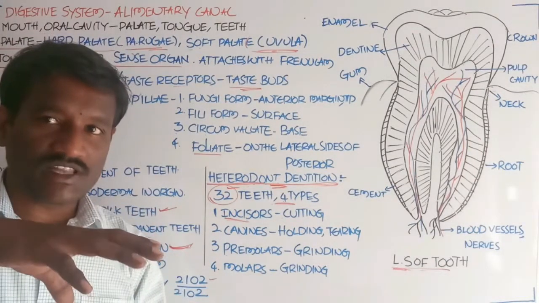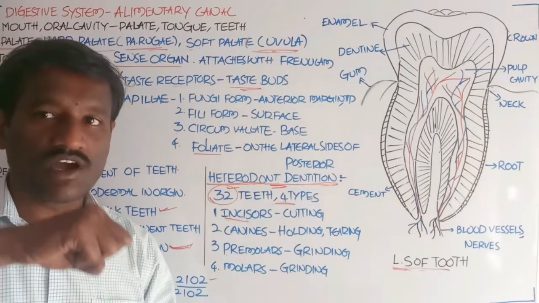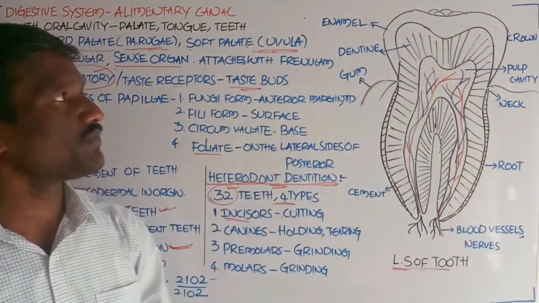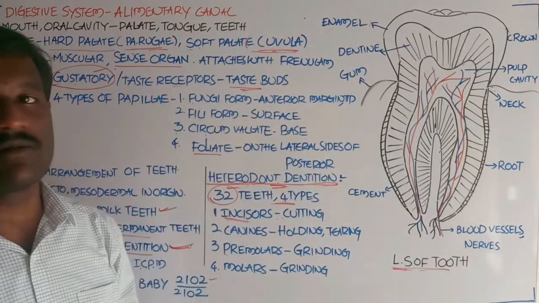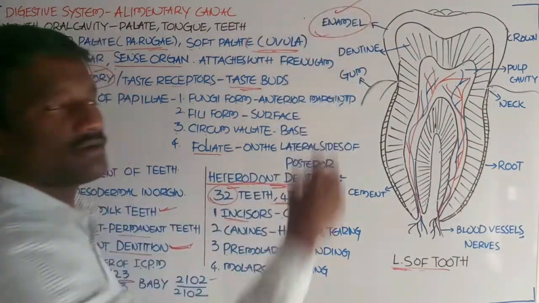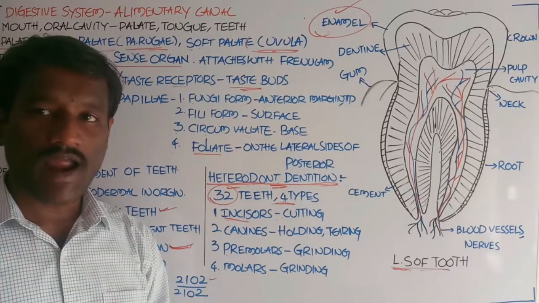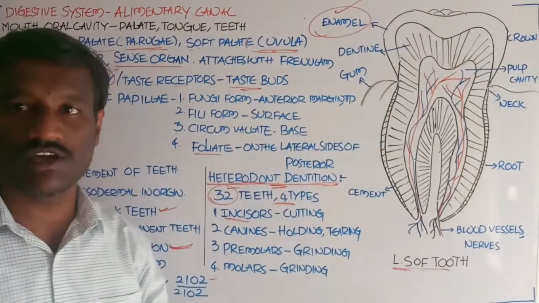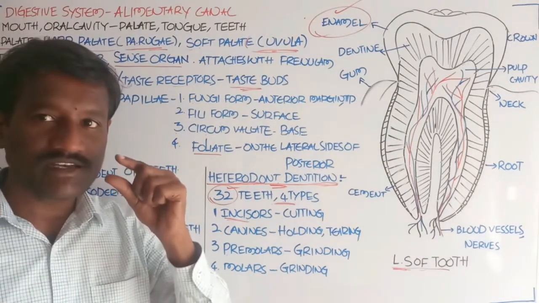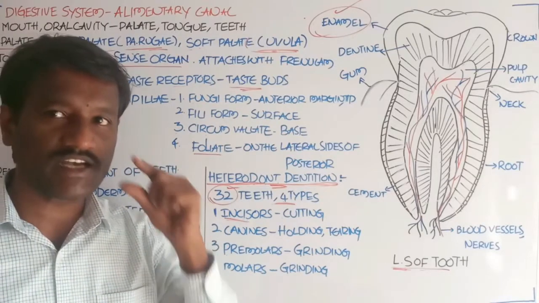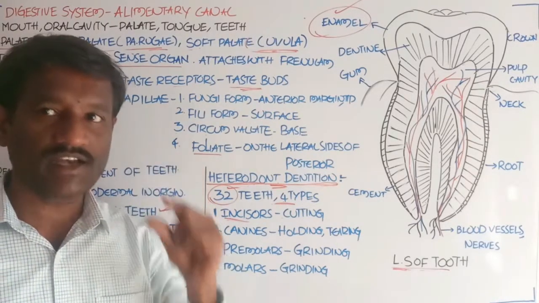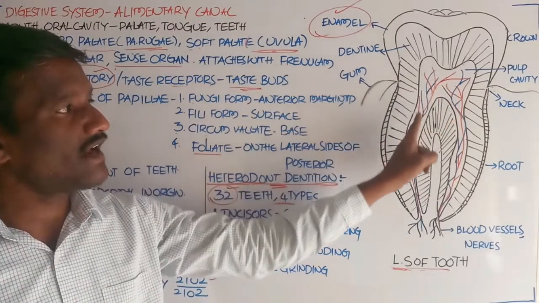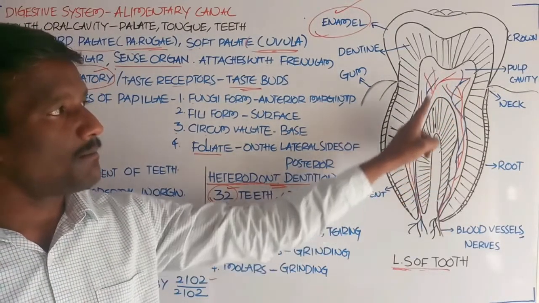It is also fixed in the sockets of the jawbone, the alveoli of the jawbone. Okay, students, these are the main three parts: crown, neck, root. And what about the enamel? Enamel is the hardest substance in the human body. It is covered on the surface of the crown, and enamel is secreted from the ameloblast cells.